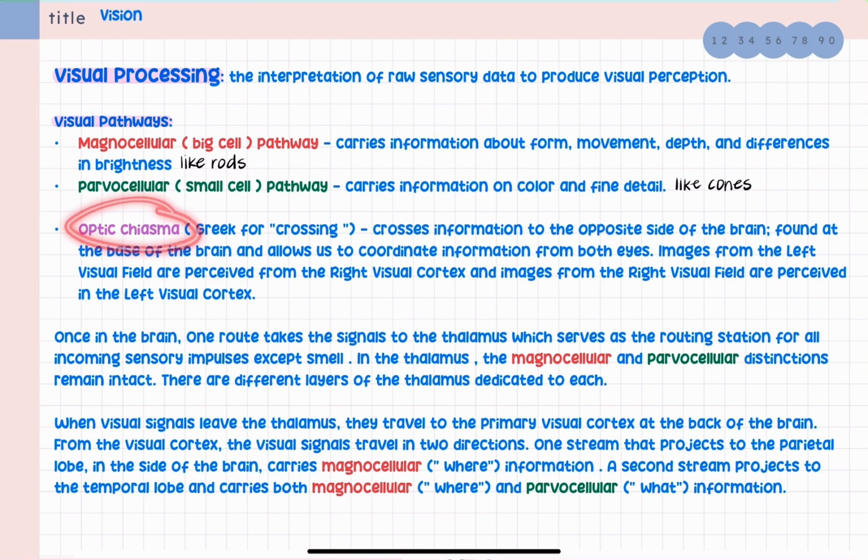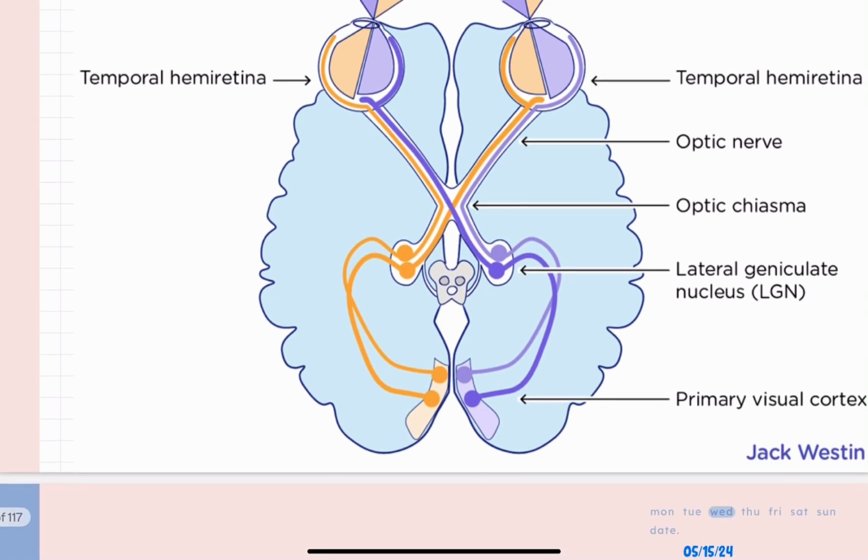An optic chiasma is Greek for crossing. It crosses info from the opposite side of the brain. So when we see something in our left hemifield, we're actually able to process it in the right side of our brain. If we see something from the right hemifield, we're able to process it on our left side of the brain. And it is because at one point, when our visual fields are trying to be processed by the brain, there's a cross right in between, right here.